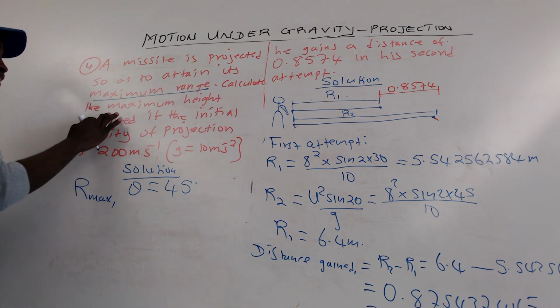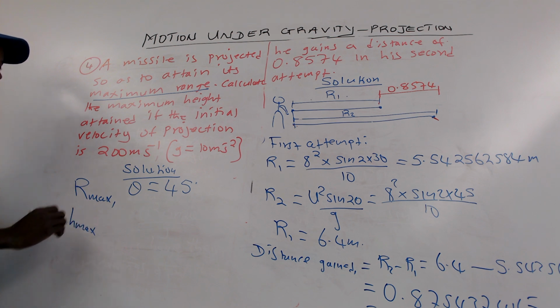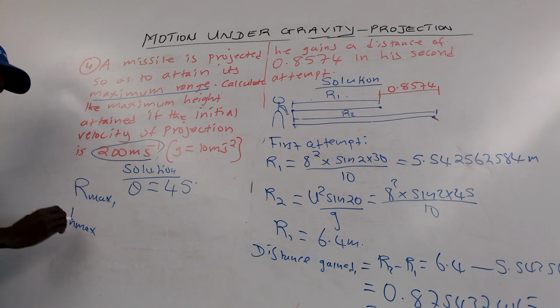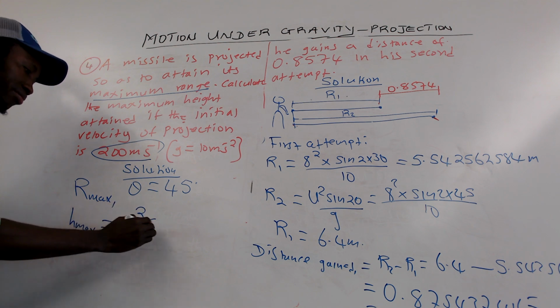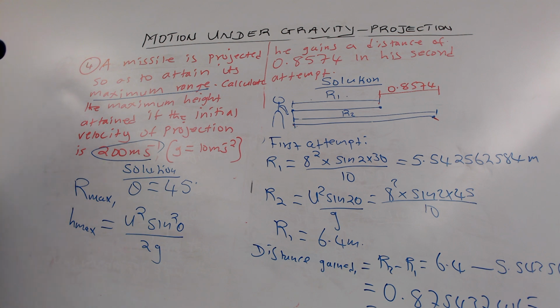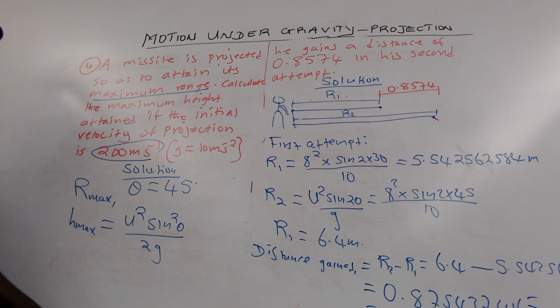Now, we are required to calculate the maximum height. So we need this maximum height, and we are given the speed of projection to be this. So since we are given the maximum height, what's the formula? H max is U square sine square theta all over 2g. This is the formula. So we are required to find H max. The moment you know this concept, you're able to find this. So it's very simple and straightforward. Since at maximum range theta is 45, we'll slot in what is given and find our maximum height.